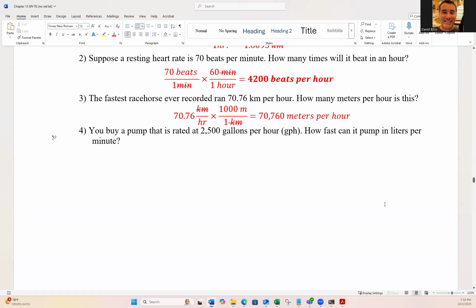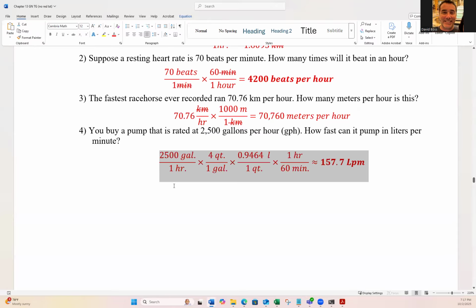You buy a pump that is rated 2,500 gallons per hour. How fast can it pump in liters per minute? All right, now we got to convert gallons to liters and hours to minutes. So we start out with our 2,500 gallons per 1 hour. Multiply by 4 quarts to 1 gallon. That way gallons cancel out.